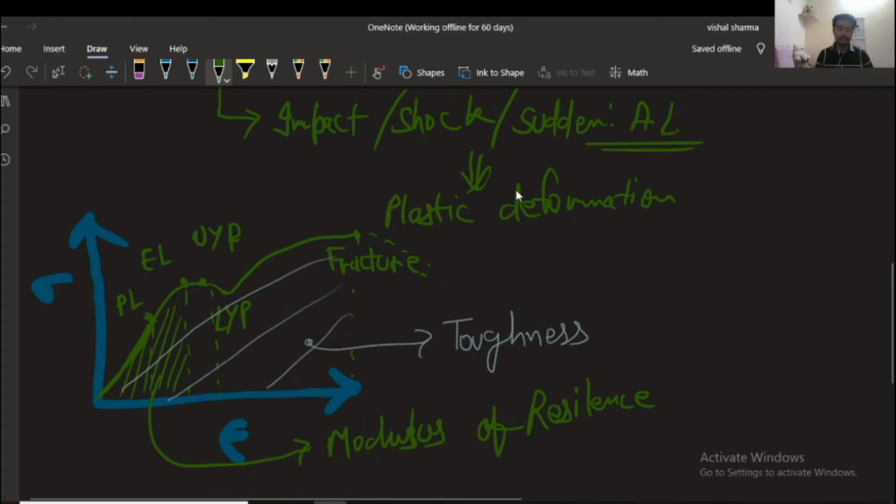What is the proof resilience? Proof resilience is the maximum strain energy absorbed up to the elastic limit, and the resilience is the energy absorbed by the material up to the elastic limit. It can be within this point, or this point, or that point, but in case of the proof resilience it will always be up to the maximum limit. So it is all about the strain energy and its terms.